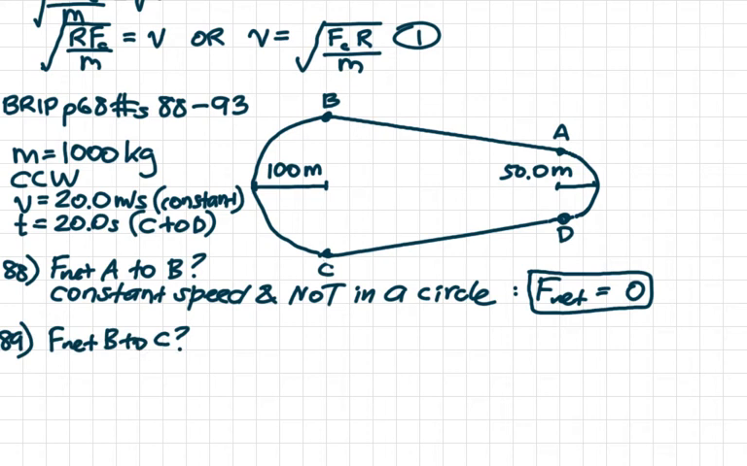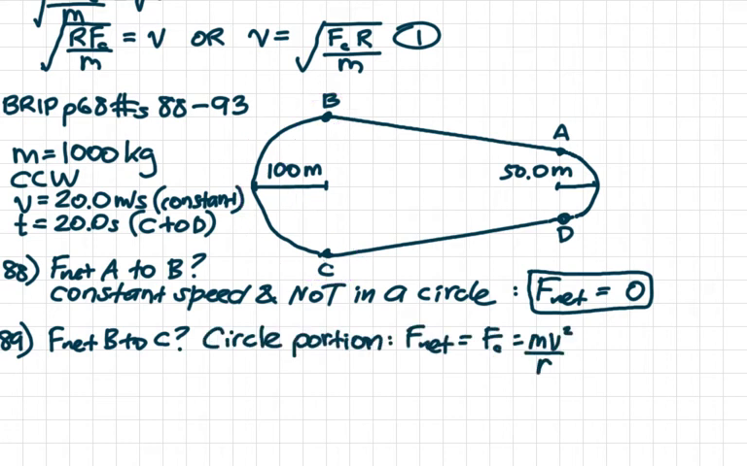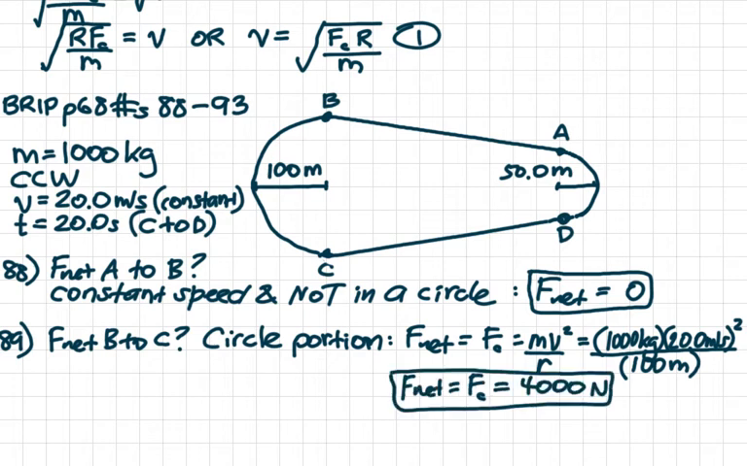From B to C, that's this segment right there, and that actually is a portion of a circle. If we're in a circle, then the net force is the centripetal force. Whenever we're moving in a circle at constant speed, the net force is the centripetal force. And we know centripetal force is mv squared over r. For the larger circle, the radius is 100 meters. We have 1,000 times 20 squared over 100. And so for 89, the net force is the centripetal force, 1,000 newtons.